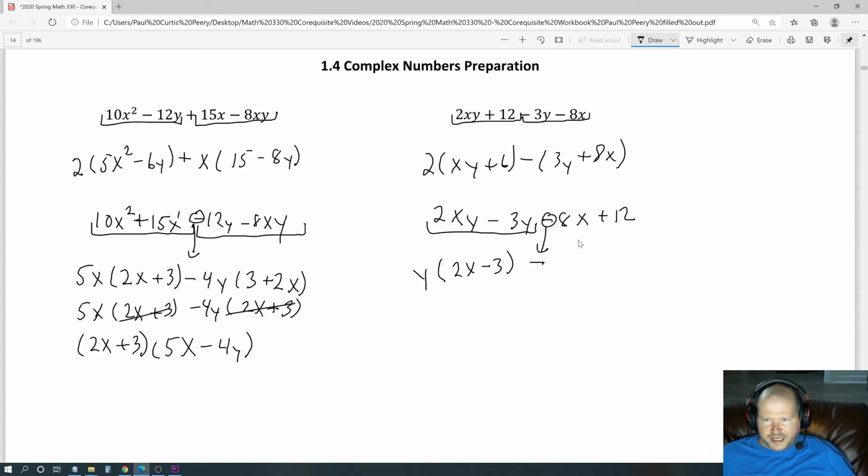What can I factor out of an 8 and a 12? I can factor a 4 out. And that would leave me 2x. And because I factored the negative out, I have to flip the sign. So instead of this being a plus 12, it's positive 12 divided by a negative 4, which gives you a negative 3. Okay, so then I pull the parenthesis to the front. And whatever's left over goes in the second set of parentheses. And there we go.